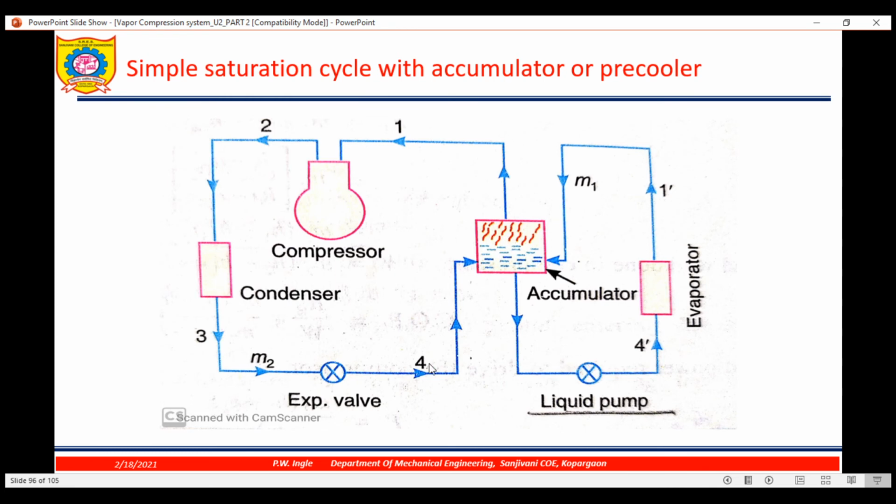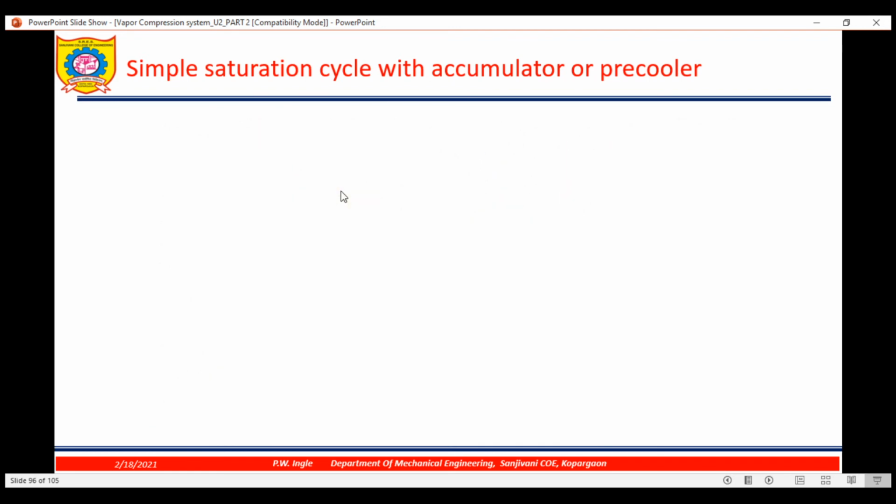So here the mixture is coming from the expansion valve. Now vapor is separated and is given to the compressor. Now liquid is supplied to the evaporator. Now again here you are getting a mixture. Again it is supplied to the accumulator, and pure vapor will be supplied to the compressor.